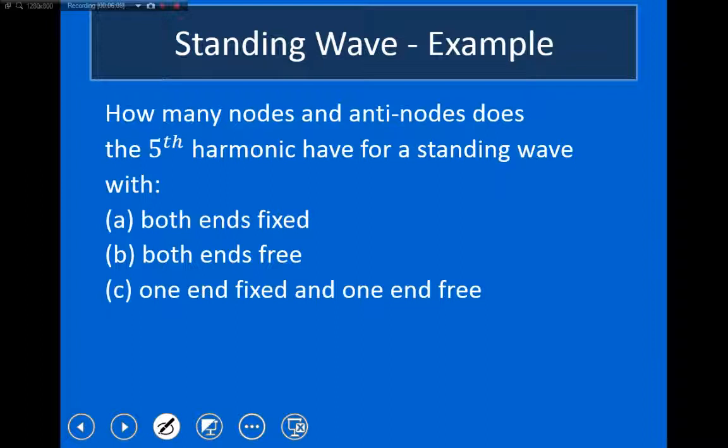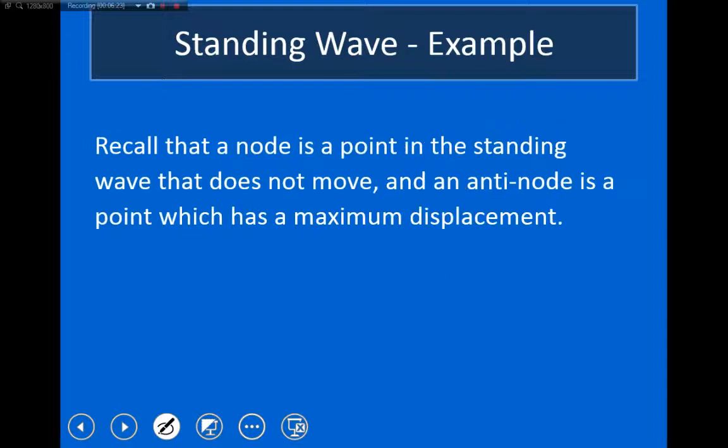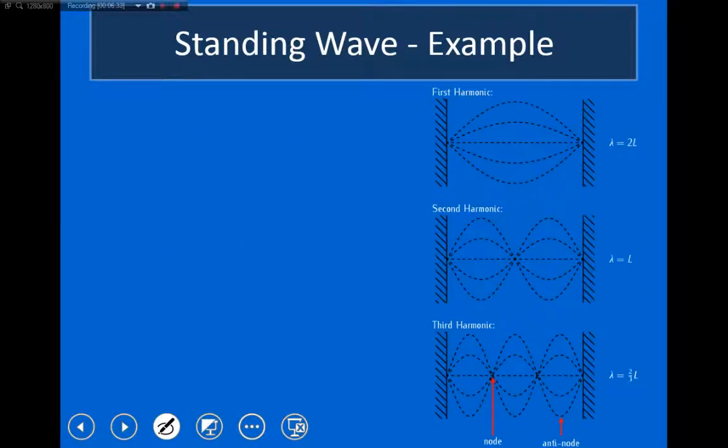So let's consider another example. This example asks us to find how many nodes and antinodes you have for a fifth harmonic when both ends are fixed, both ends are free, or we have one end fixed and the other end free. Recall that the node is the point on the wave that doesn't move, and the antinode is the point that has a maximum displacement.